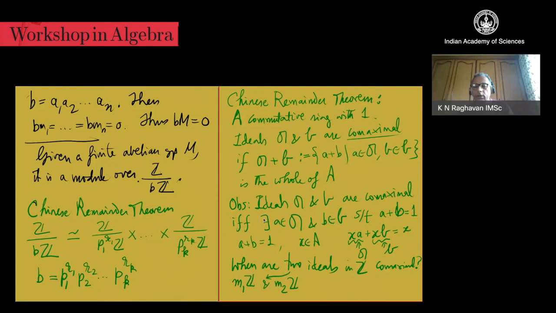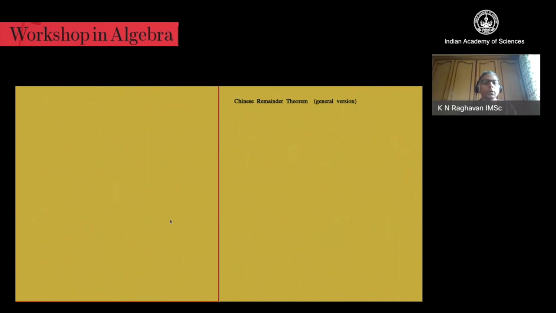This is, as you may know, and if you don't, please do this as an exercise, m1Z plus m2Z, which is an ideal. Because we are in Z, that ideal itself is a principal ideal. And so there is a positive integer, or at least non-negative integer, such that that ideal is that integer times Z. And that integer is the highest common factor of m1 and m2. And so when are they co-maximal? m1Z and m2Z are co-maximal when they add up to the whole ring, which means if and only if the GCD of m1 and m2 is 1. Okay.